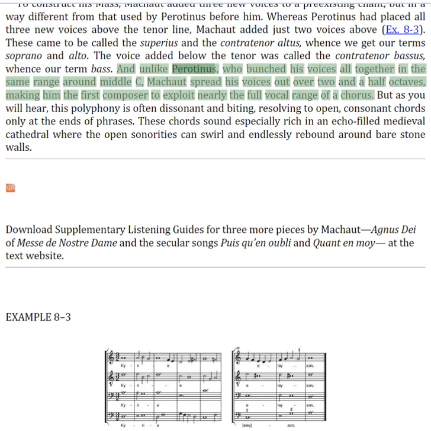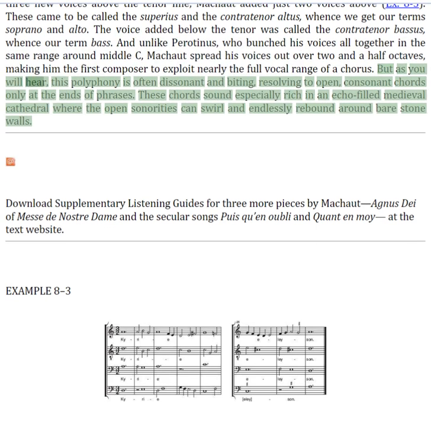And unlike Perotinus, who bunched his voices all together in the same range around middle C, Machaut spread his voices out over two and a half octaves, making him the first composer to exploit nearly the full vocal range of a chorus. But as you will hear, this polyphony is often dissonant and biting, resolving to open, consonant chords only at the ends of phrases. These chords sound especially rich in an echo-filled medieval cathedral where the open sonorities can swirl and endlessly rebound around bare stone walls.